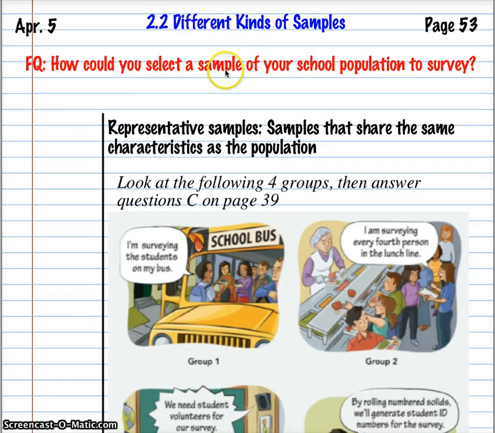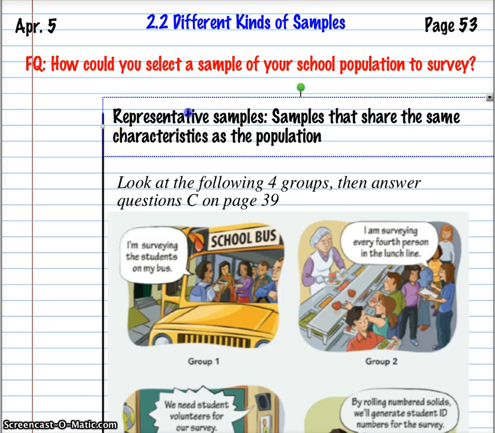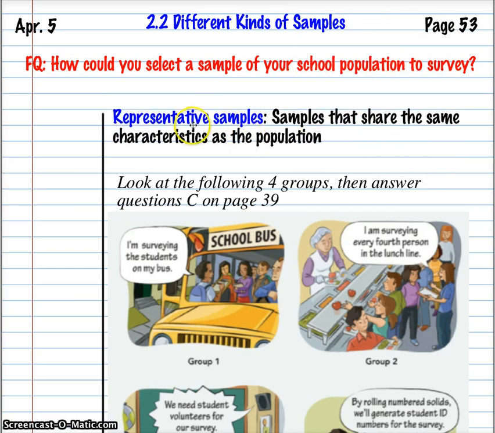2.2. Different kinds of samples. How could you select a sample of your school population survey? This is your vocabulary word here. Representative samples. Change the color on that one. It says samples that share the same characteristics as a population.